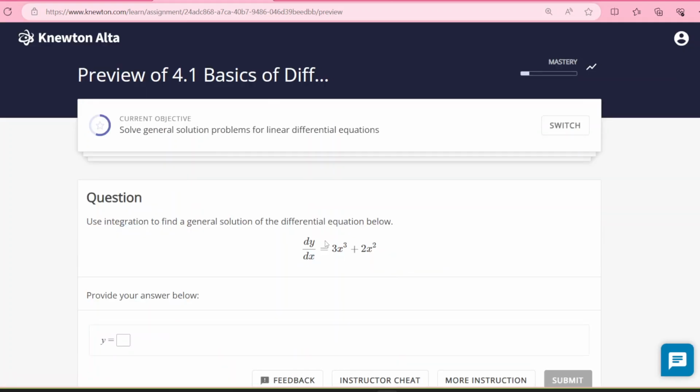So another one where we have y prime alone, dy over dx, the first derivative of y with respect to x alone on one side, and some expression with the independent variable x on the other. So just like the other examples in this objective, I'm simply going to integrate both sides with respect to x, and we'll get our general solution to the equation.